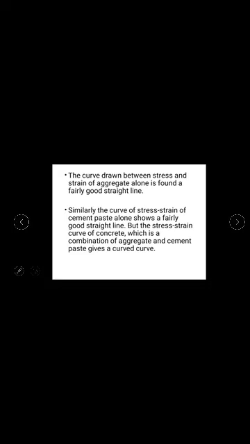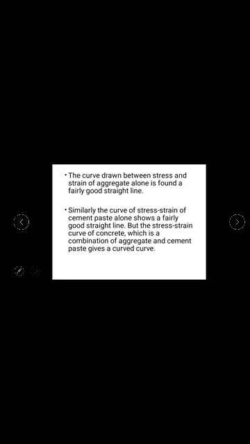But if you combine the aggregate and cement paste, then the stress strain curve will be a curved one. So as you keep mixing different materials, the stress strain behavior will be changing. Why is this? Because this is due to the development of fine or micro cracks at the interface of the aggregate and the cement paste.